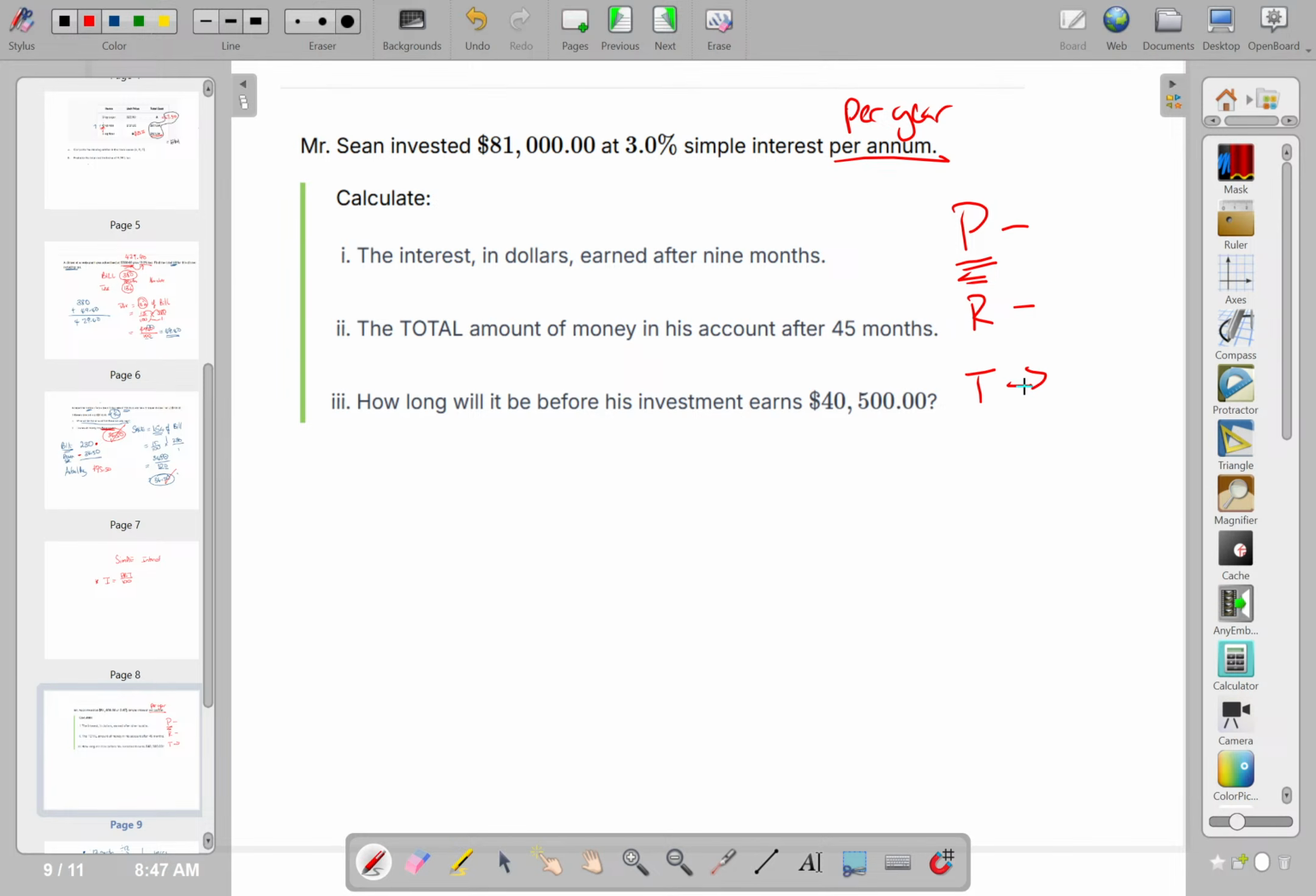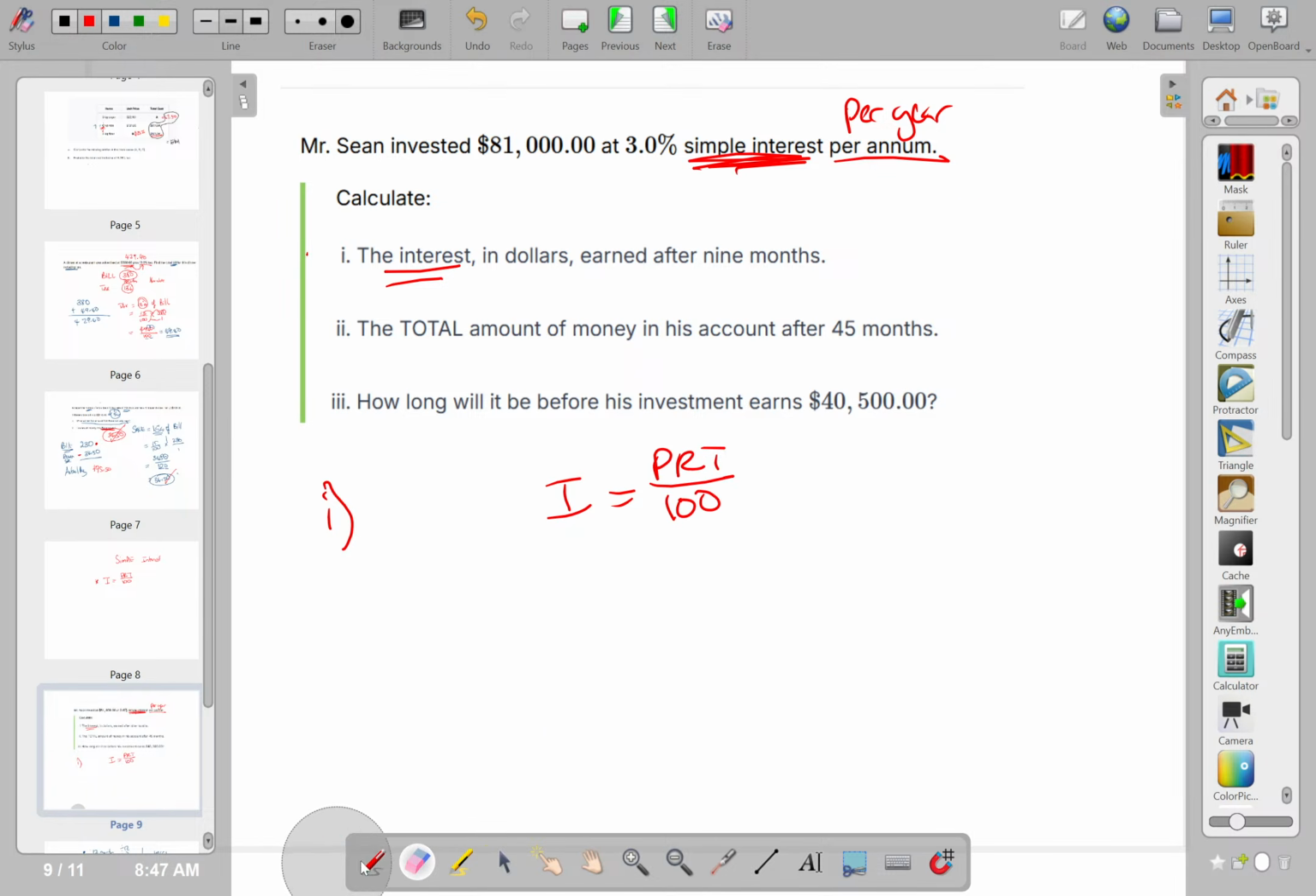So it's all about PRT, and there's PRT over 100 and I, where I is the interest. So write down your guide. For part 1, I want to find the interest. For simple interest, your formula is I equals PRT over 100. Write down the formula, people. Make sure you write down the formula when you sit CXC. Then substitute the letters based on what you see in the problem.